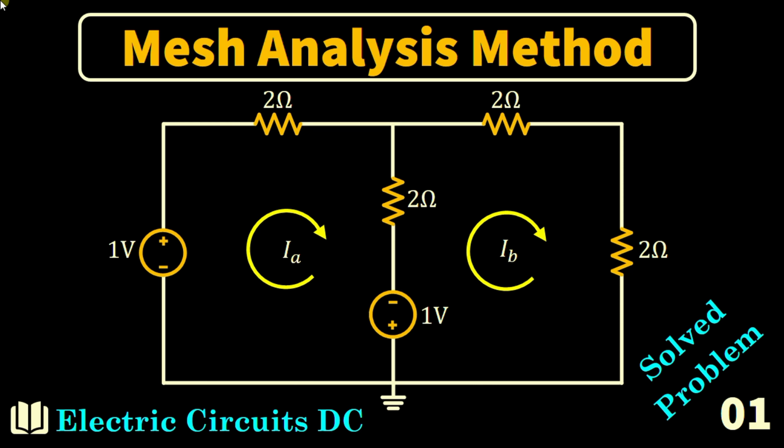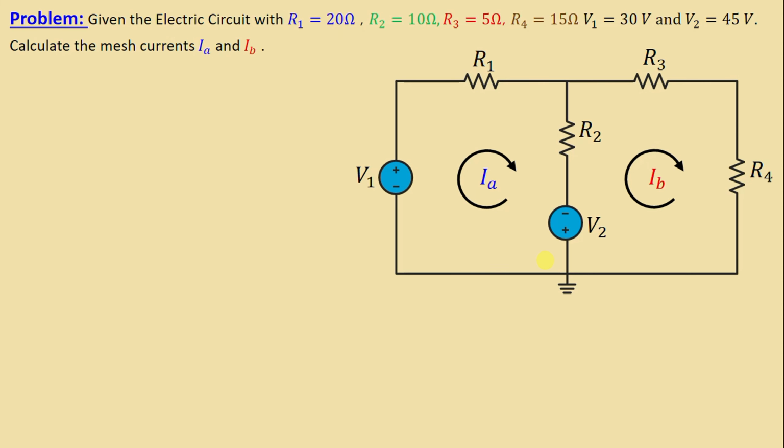Solve the problem number 1. Given the electric circuit with R1 20 ohms, R2 10 ohms, R3 5 ohms, R4 15 ohms, and we have two voltage sources V1 30 volts and V2 45 volts. The question now is to calculate the mesh currents IA and IB. Let's go to the solution.